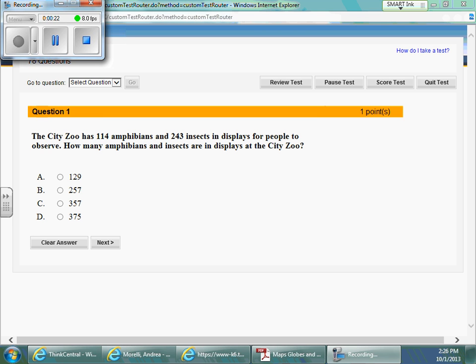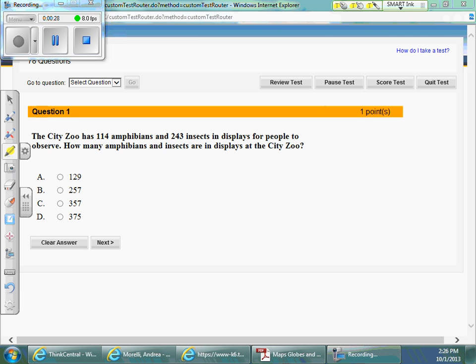So we have to think about what we're being asked to do. Who can tell me what information the word problem gives us? Isabella. Okay, what are those numbers? What are they? Number of insects and number of amphibians. Okay, and what are we going to do with those two numbers? We have a number of insects, a number of amphibians. We want to know how many amphibians and insects are in displays at the city zoo.